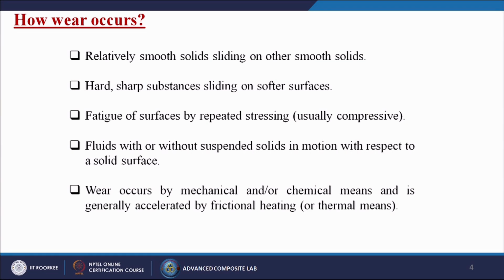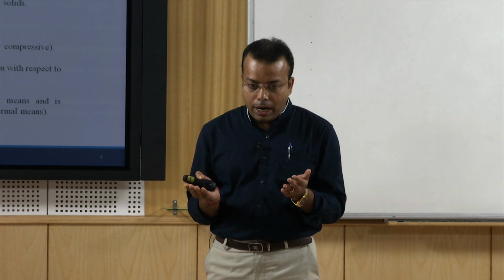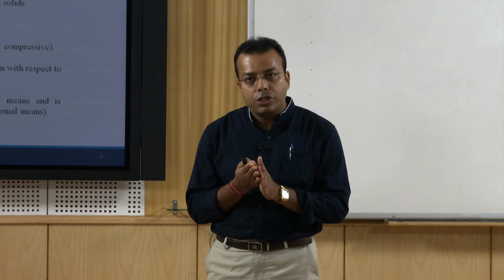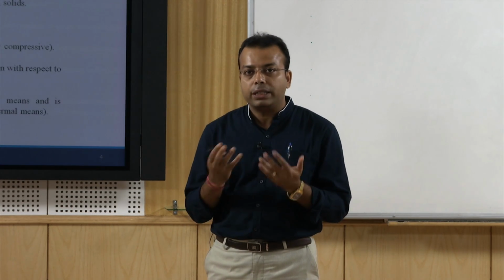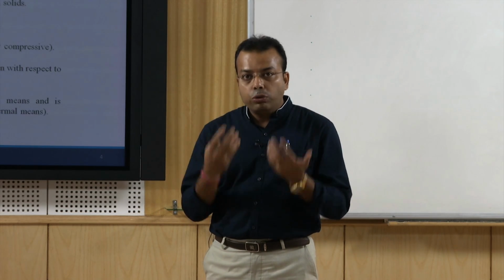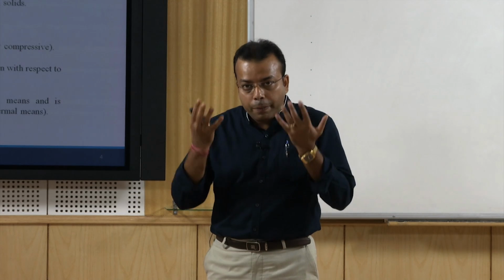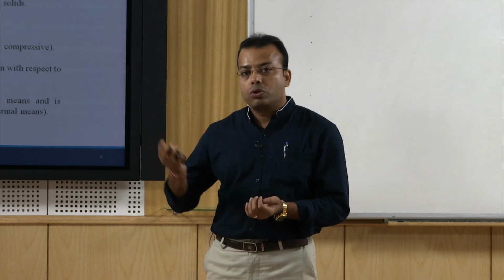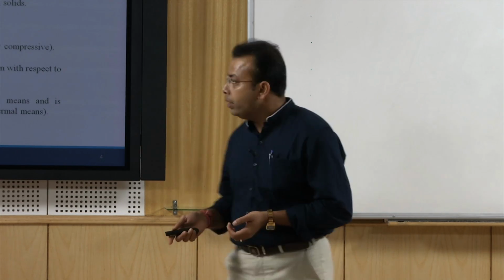Wear occurs by mechanical or chemical means and is generally accelerated by frictional heating. Suppose two surfaces, either soft or hard, are continuously rubbing each other; due to that the temperature increases, and due to that temperature the material properties go down. In this way also wear can occur.